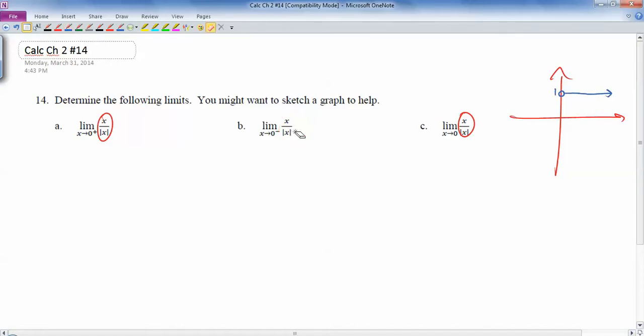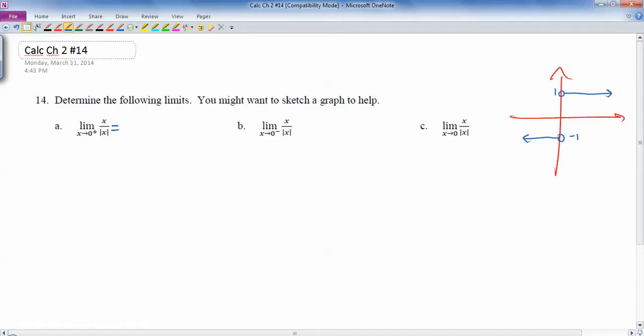If x was negative, then I'm doing a negative number divided by the positive version of itself. So that would be -1. So that's going to look like this. And then if x is 0, it's just undefined, so I don't fill in a dot anywhere else. So based on that, we can figure out these values.